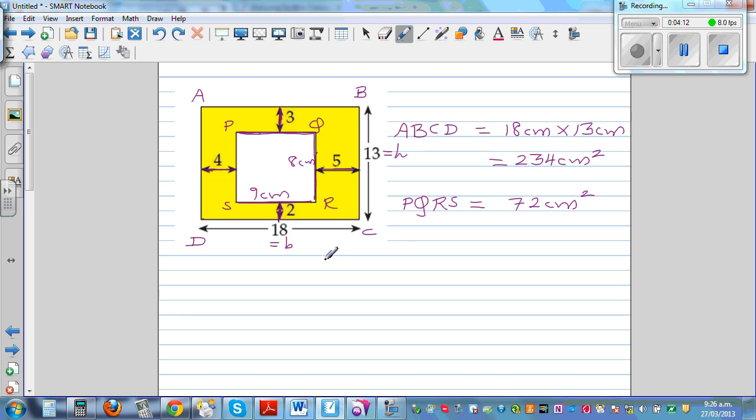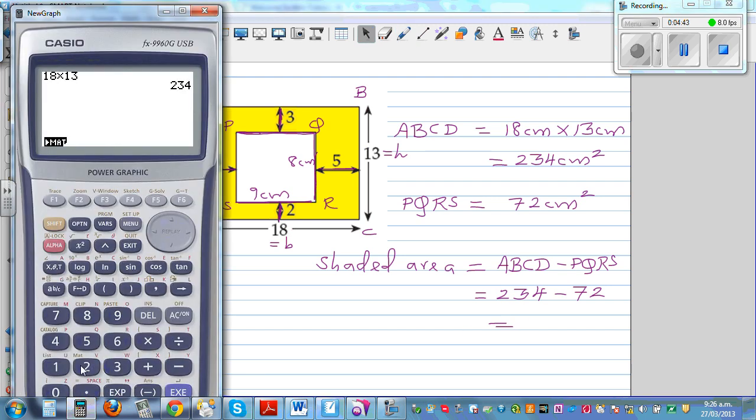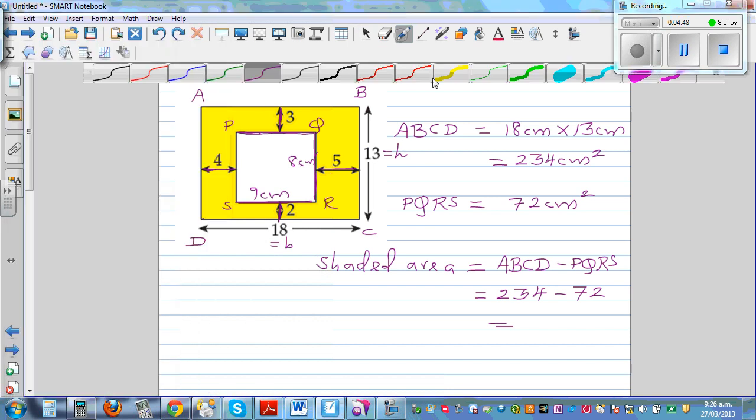So for the shaded area, you have to do something with these two numbers. The shaded area would be the area of ABCD minus the area of PQRS, which is 234 minus 72. Let's again use a calculator. 234 minus 72 equals 162 centimeters squared.